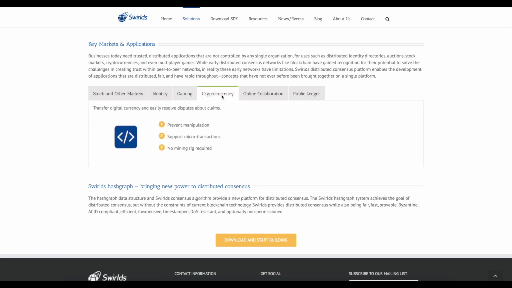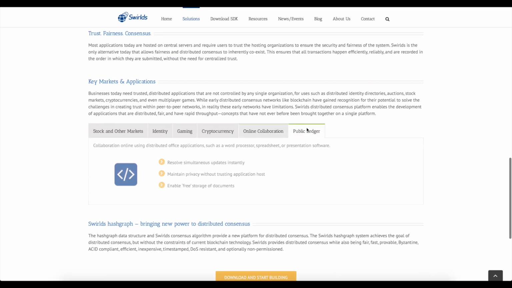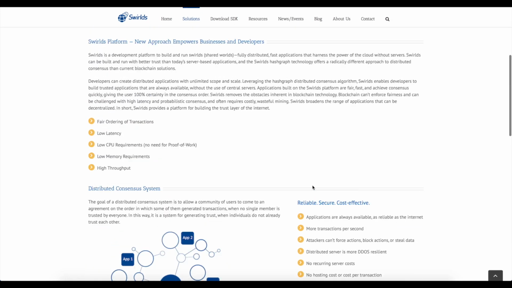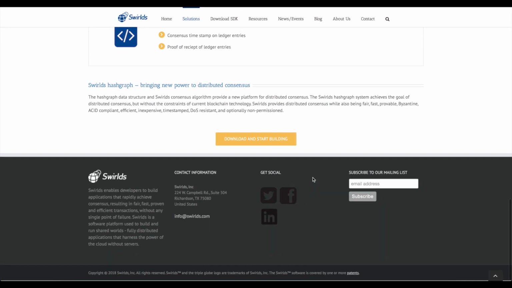Then we have cryptocurrency related thing. So this will prevent manipulation. This will support microtransaction, no mining rig required. Absolutely amazing. Then we have online collaboration, resolve simultaneous update instantly, maintain privacy without trusting application host, enables free storage of documents, public ledger, immutable record of history, consensus timestamp on ledger entries, proof of receipt of ledger entries. So we already discussed all these points. So you guys can go and check the SDK on swirlds.com.